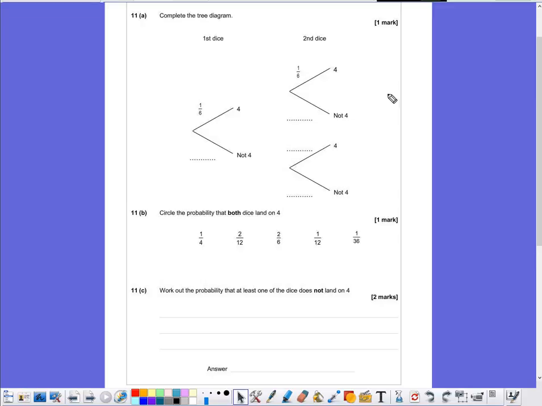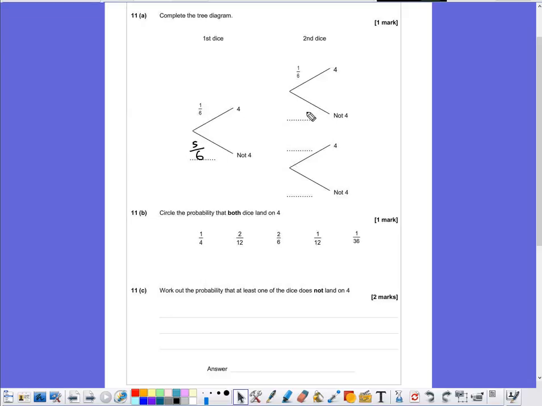A tree diagram is a way of showing probabilities between two or more events. Every part of the tree must add up to a whole number because it must include all of our options or possibilities. If we look at the first dice on this diagram, we know the option of rolling a 4 must be 1 out of 6. So if 1 out of 6 is 4, what's left over must not be 4, so that gives us a probability of 5 out of 6.